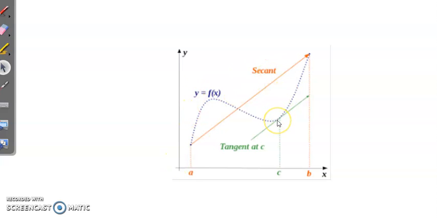Now you can have more than one such point. For example, if you take another tangent line here, again the tangent line at this point will be parallel to the secant line. So there is at least one point where the tangent line at that point will be parallel to the secant line. So that's the geometrical meaning of the mean value theorem. So let us see the formal statement and the proof of the theorem.